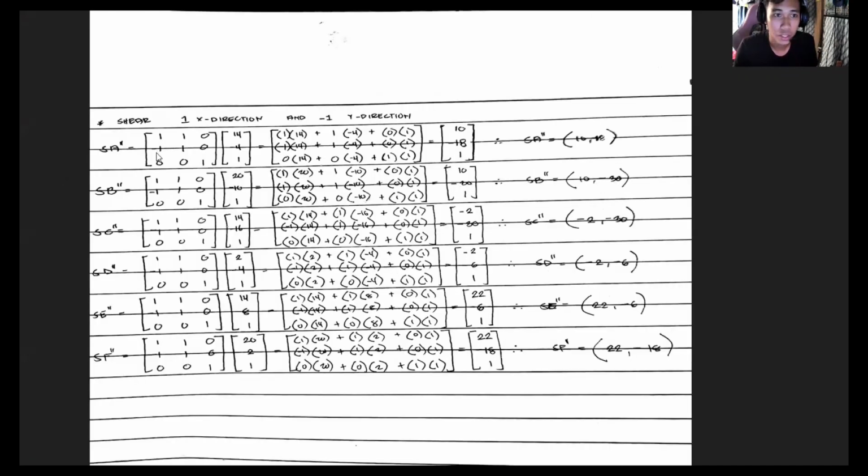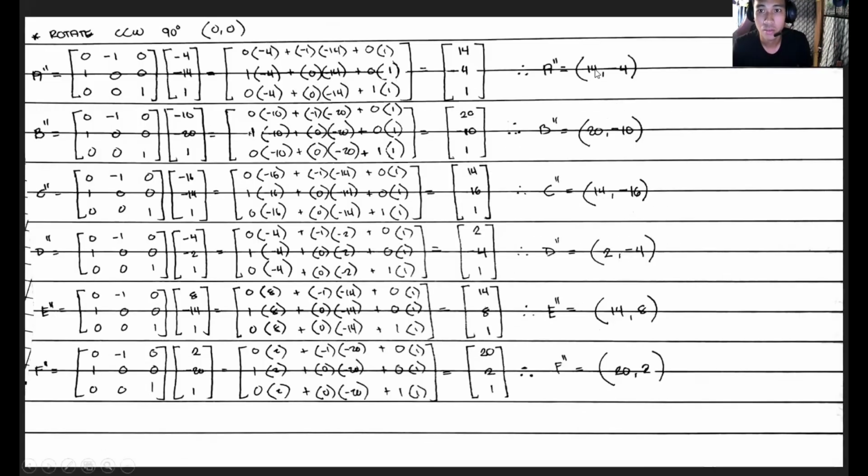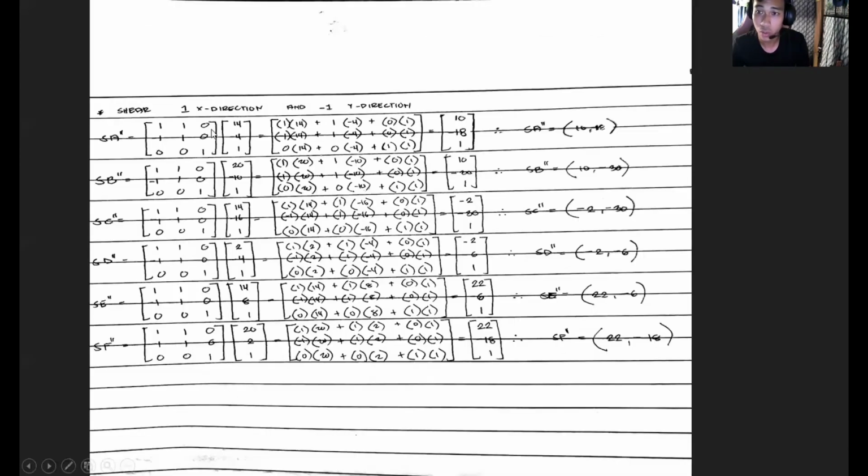So this is the 1, -1, 0, 1, 1, 0, 0, 0, and 1. Since we have already come up with an updated answer here, we're going to use this. The answer here in A prime after the counterclockwise rotation, 14 and -4. As you can see here, this is the one that we are using in shearing. The same pattern, the same process. So row times column as well, and we will end up with an updated answer.